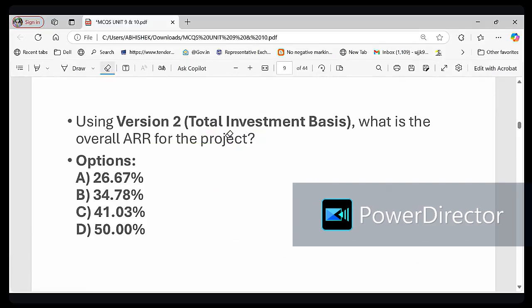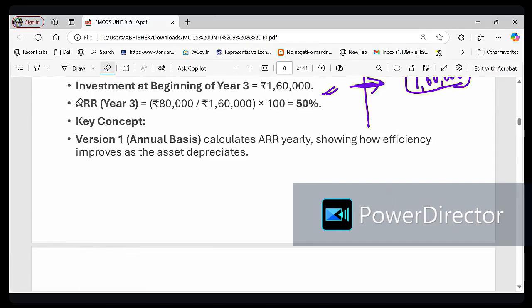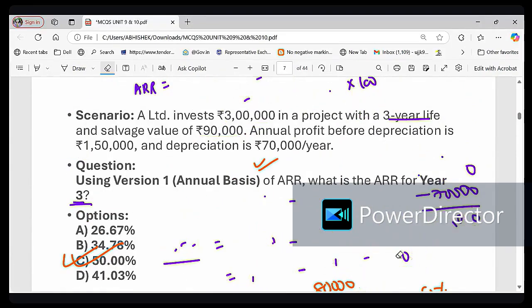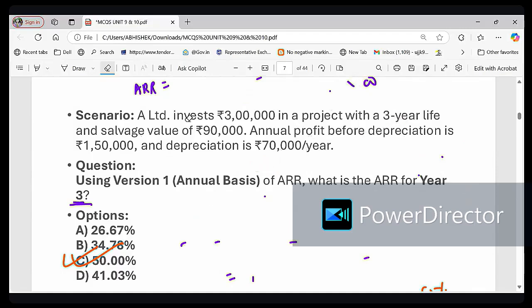So how to go about calculating it? Again, the formula remains the same. Let me come back to this particular question. This is the data. You have to apply this data to calculate the overall ARR, which is version 2 of the ARR method. The key difference in version 2 is that we treat the total investment as fixed, ignoring depreciation. We don't take depreciation into account. We take the total investment as fixed. That is one of the key differences of version number 2.